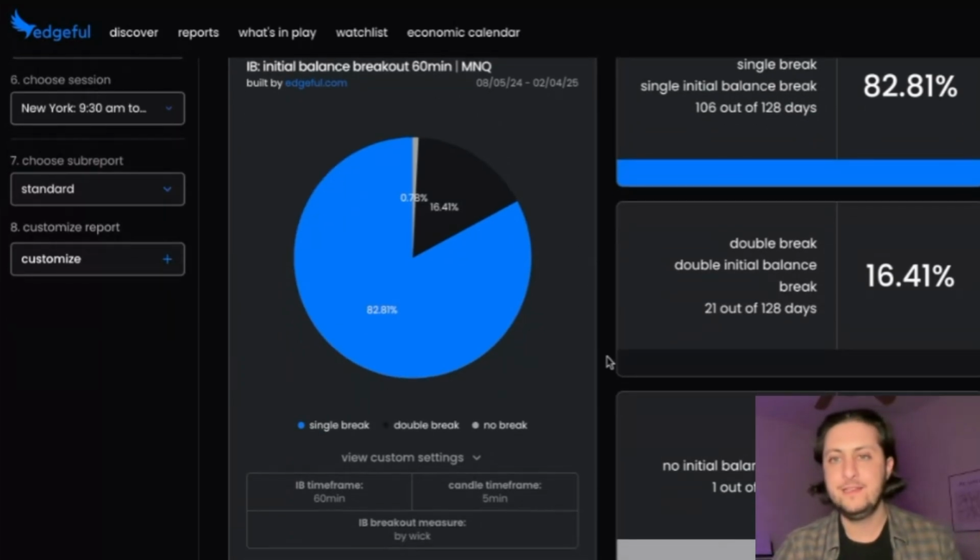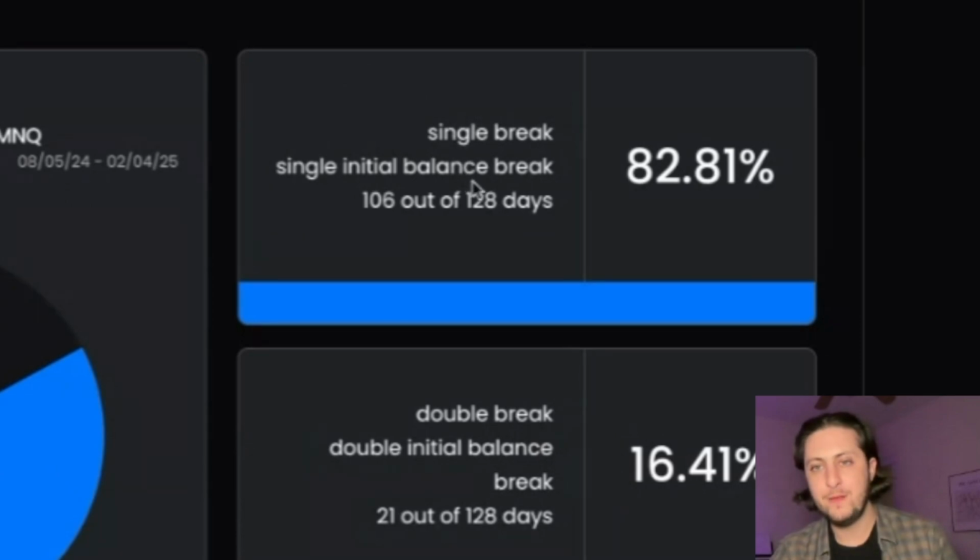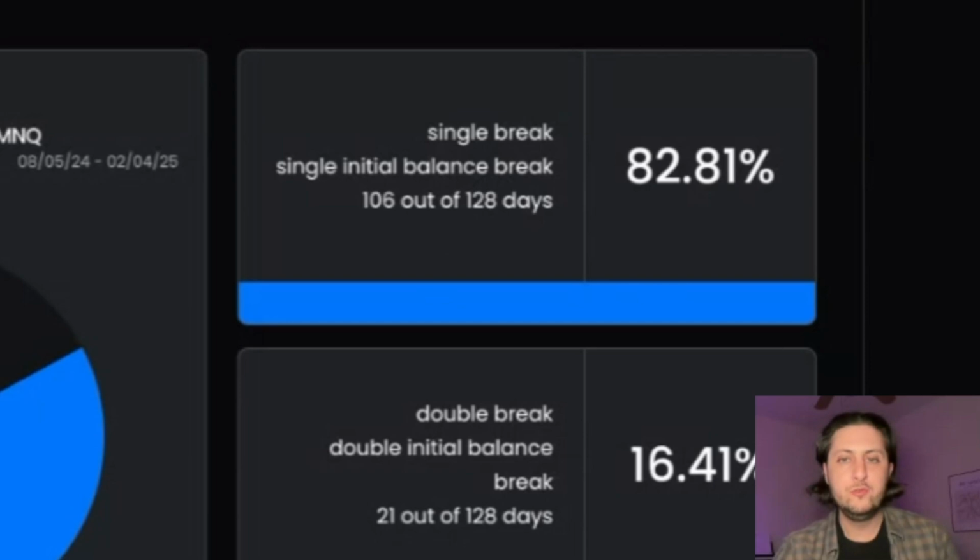And what the data is telling us is that once we break one side of that initial balance, we are not going to come back and break the opposing side of that range 82% of the time. So we're only getting single breaks over 80% of the time. That's an insane edge and a huge amount of power to actually frame directional biases knowing this data, right?